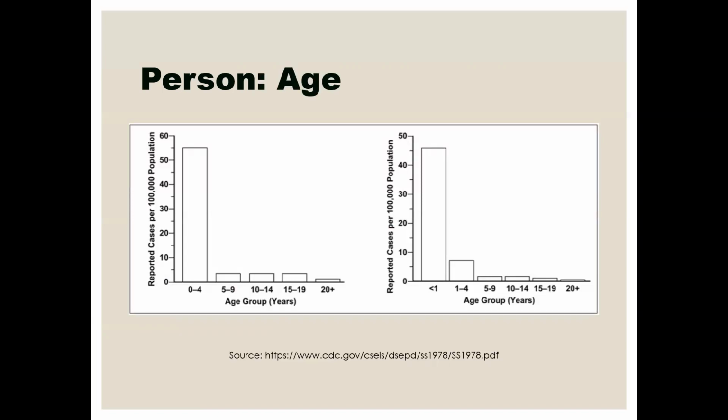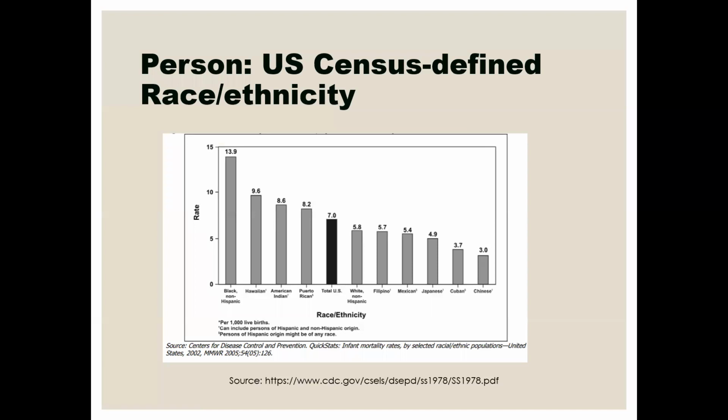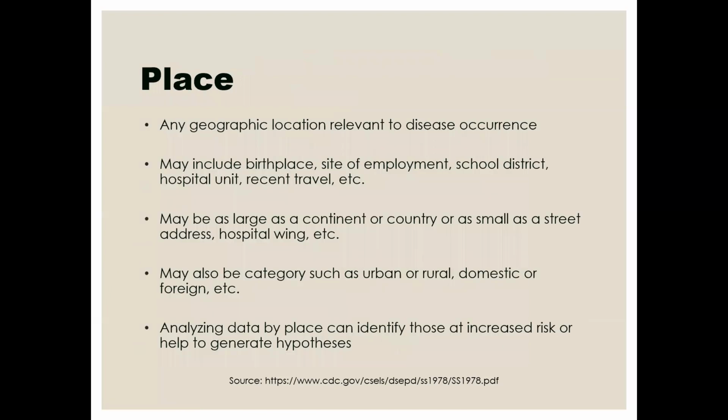We can look at age by age group, right? Are they younger age groups, older age groups? We can look, and this is census, define race and ethnicity in terms of groups. Who are the different groups, right? And in terms of where people live and people who are being impacted by this disease.